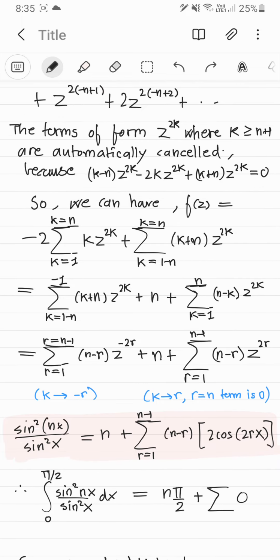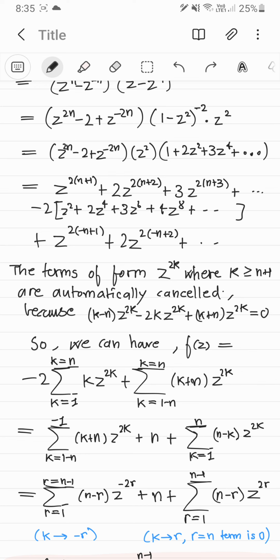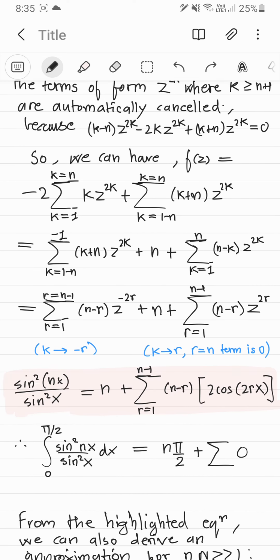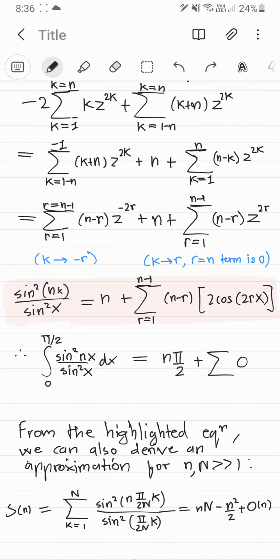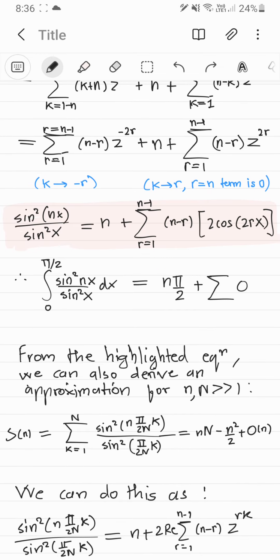So you just have f of z equal to minus 2 summation, these two summations, which are the sums from these two rows. Now with some basic algebra, you can write sine square of nx upon sine square of x as n plus this summation, and this is where we are going to start. Previously, to prove the integral identity, I just integrated this and found the result, which was straightforward. But now we have to sum this, and instead of x, we'll have something different.